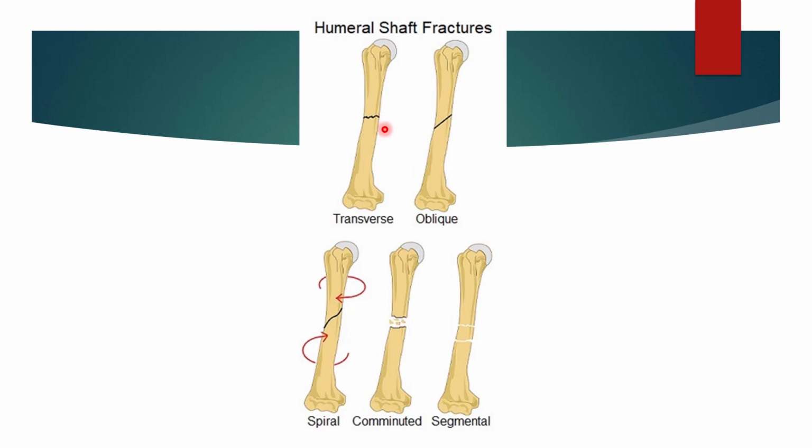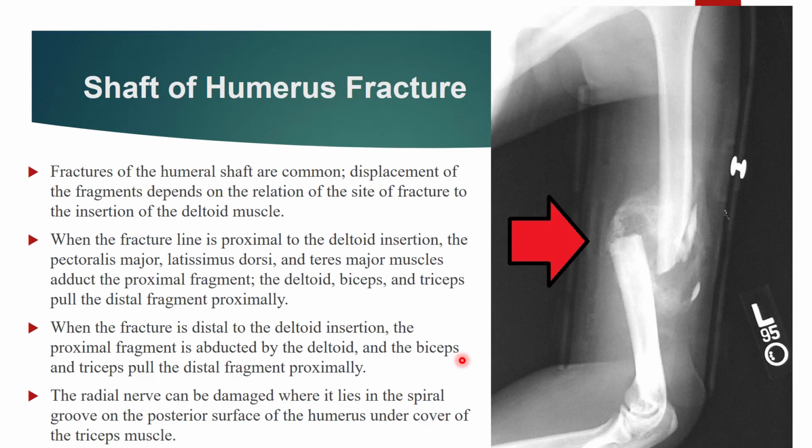See here in this diagram, this type of fracture is called the transverse humeral shaft fracture. Then there can be oblique humeral shaft fracture. There can be spiral fracture. There can be comminuted fracture, in which there are many pieces of the bone. Then there can be segmental fractures. Two segments are fractured in the shaft of the humerus. Shaft of the humerus can be fractured, which are very, very common.